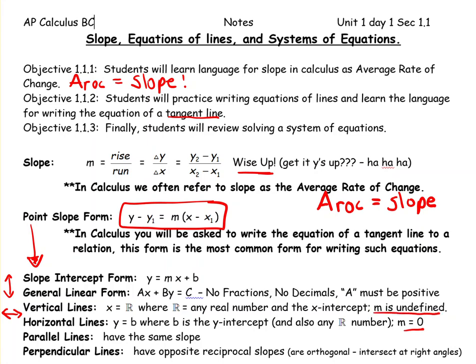Now that is something you're going to want to keep track of in this class, because where slopes are undefined and where slopes are 0 tell us a lot about a function. Last thing to just know about and remember, parallel lines have the same slope, while perpendicular lines have opposite reciprocal slopes, which are referred to from time to time as orthogonal in calculus, meaning they intersect at right angles.